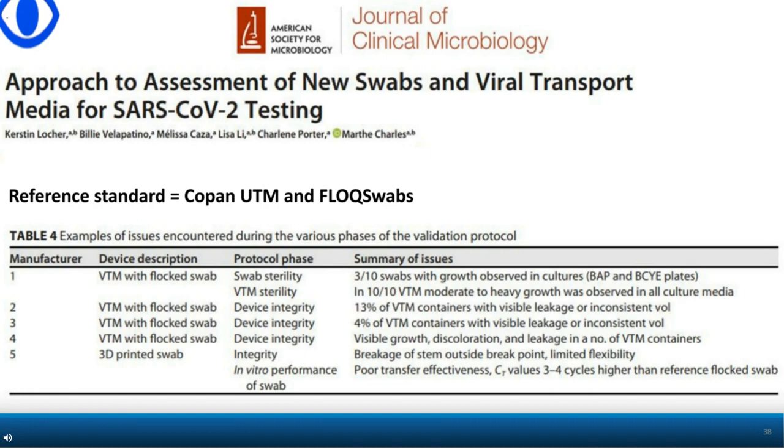They found with the 3D printed swabs, which were the swabs from manufacturer number 5, that there was breakage of the stem outside of the breakpoint, and that this can be a safety hazard for the patient. They also had very limited flexibility of the shaft of the swab, and very poor transfer effectiveness. So they didn't pick up a lot of specimen, and they didn't transfer a lot to the viral transport media. The CT values were 3 to 4 cycles higher than that of the referenced flock swab that they used as a comparator.